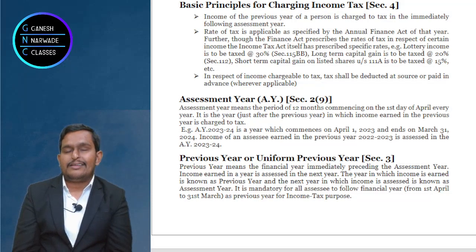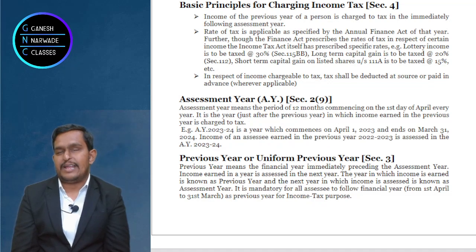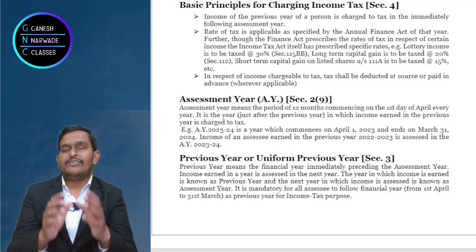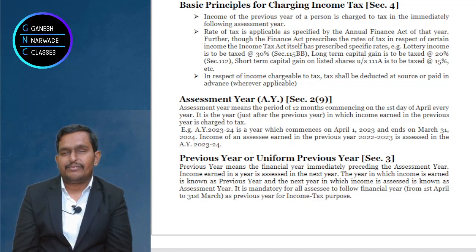The charging section also says that whatever income you earned in the previous year, for that you have to pay tax in the assessment year. But at what rate of tax? What is the rate of tax? The charging section says the rates are specified in the Finance Act. So the Finance Act will lay down the rates of tax for individual, HUF, company, everything. Whatever rates are given in the Finance Act will be applicable.